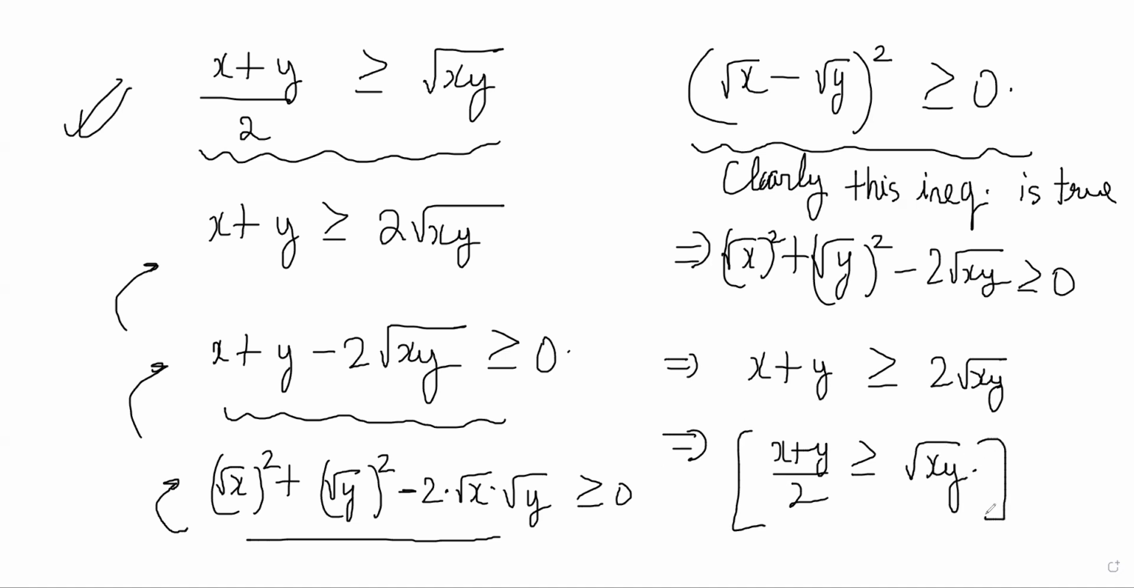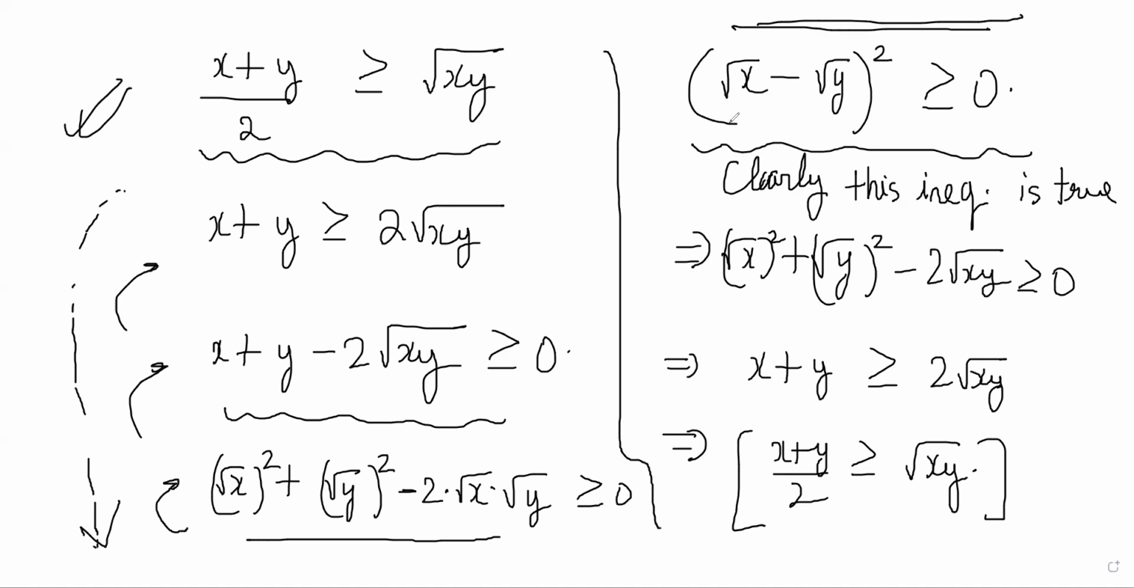Even though in order to understand the proof you work like this, while writing the proof you have to start from here, right? Because this is a true statement, a correct inequality, and from there we are showing that the original thing we wanted to prove is also correct. Do you understand? Yeah, I understood.